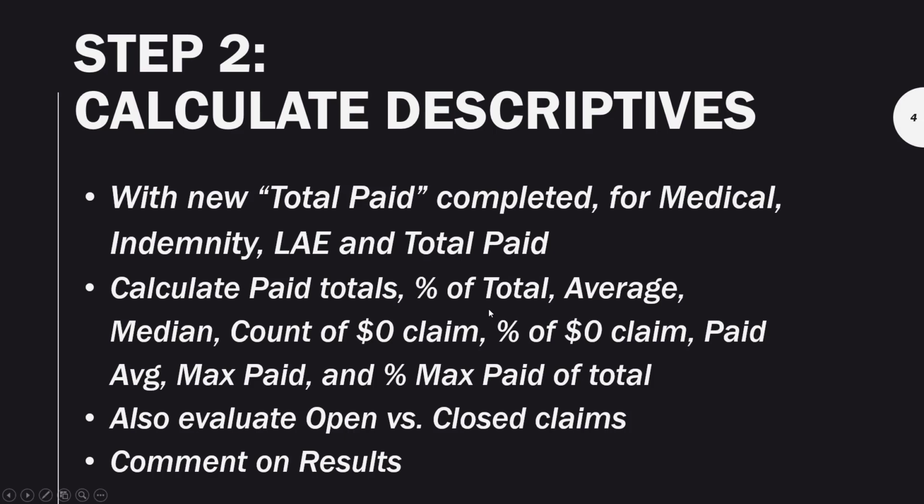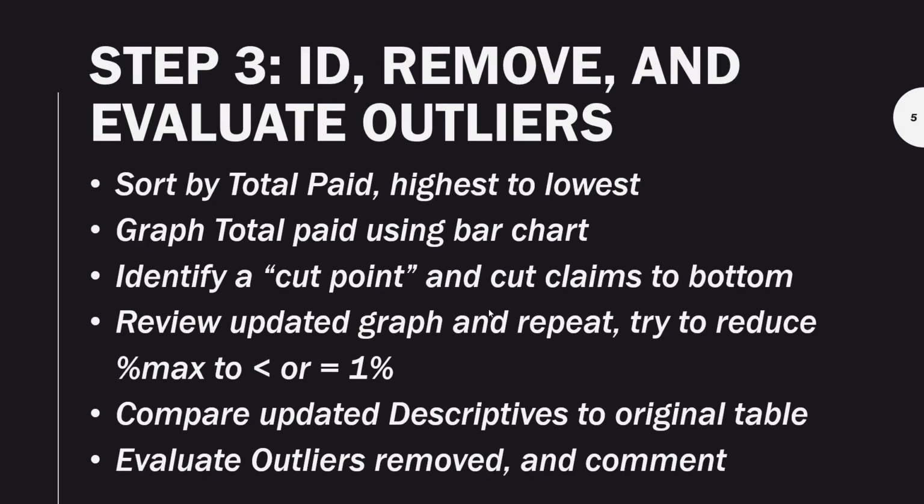And then we're going to look at the descriptives. You see there's a lot of things here. The descriptives are meant to define the entire data set. It gives us an indication of magnitude and percent and how things break down. I'll probably break down the open and closed claims, and then we'll talk a little bit about the results.